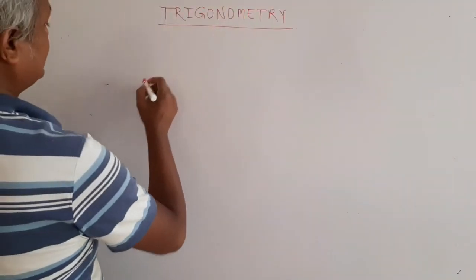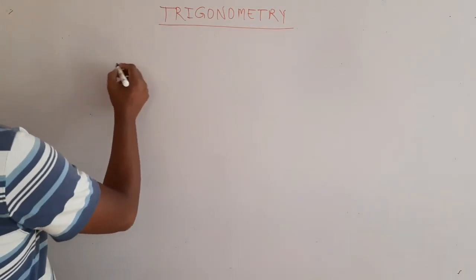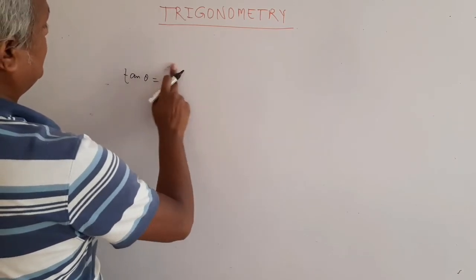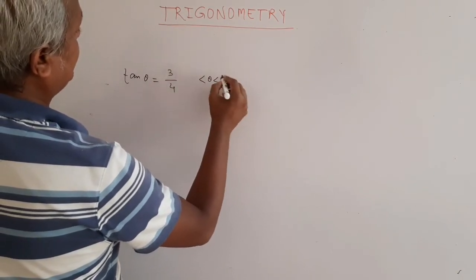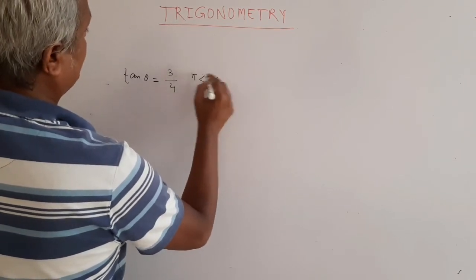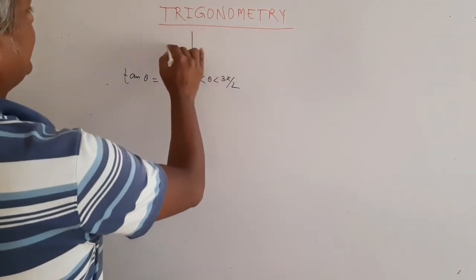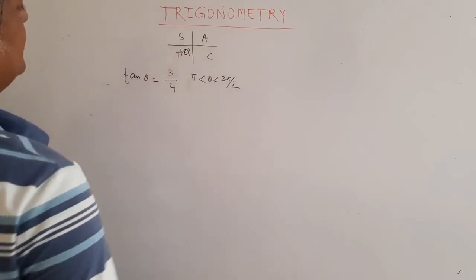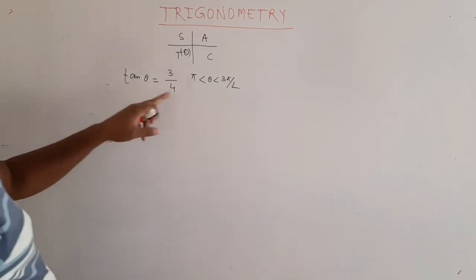So suppose I have a question now, and using the previously discussed relations I am going to get the answer. The question is: suppose tan theta is 3 over 4 and theta lies between pi and 3 pi by 2, meaning the third quadrant. You can draw a tiny reference diagram, A, S, T, C. Our theta is here, more than 180 or pi and less than 270 or 3 pi by 2. Then we have to find all other t ratios.